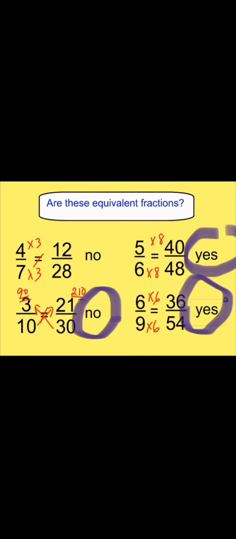So 6 times 6, 36. And go to the denominator, also multiply it by 6, related to my rule. So 9 times 6 is 54. So yes, this is what I have, 36 out of 54. So yes, these fractions are equivalent. Let's try this one. Here we have different idea.